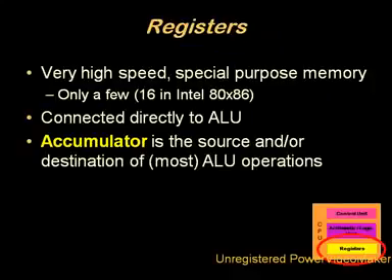Registers are essentially very high-speed, special-purpose memory that are right next to the CPU. They're not cache, that's something different. We won't really get into that level of detail. There's only a very few of them. There's 16 total in the latest big Intel processors. They are connected directly to that arithmetic logic unit. And one of those registers is the first among all of them. It's known as the accumulator, and it's the place where almost all of the ALU operations operate.